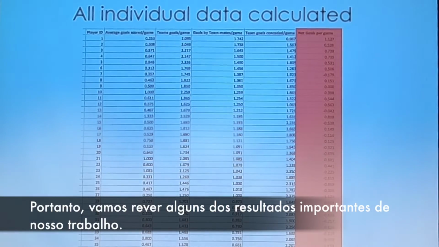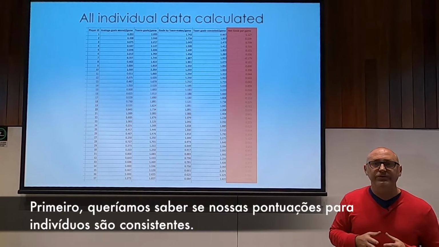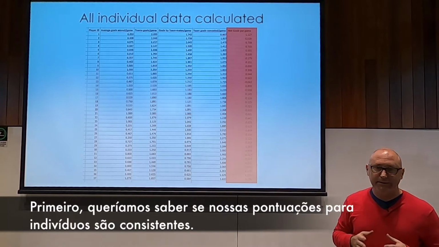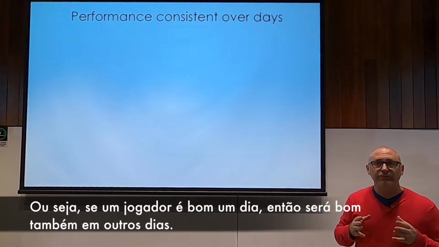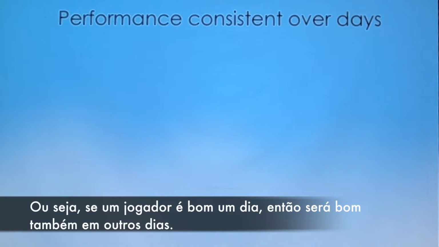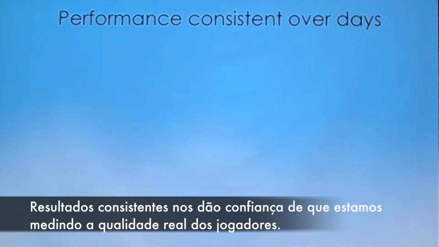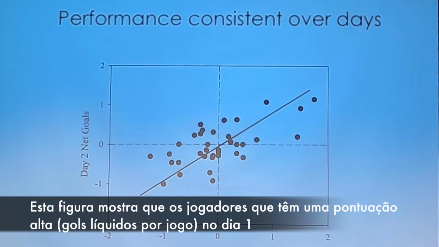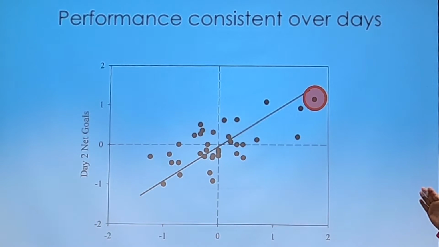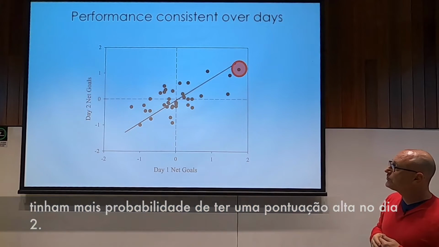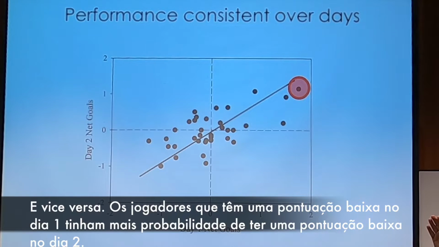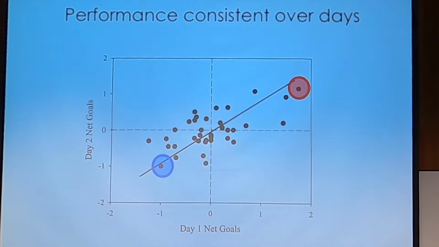So let's review some of the important results from our work. First, we wanted to know if our scores for individuals are consistent. That is, if a player is good one day, then will they be good on other days? Consistent results give us confidence that we are measuring the real quality of players. This figure shows that those players that have a high score on day 1 also have a high score on day 2, and vice versa. Those individuals that have a low score on day 1 also have a low score on day 2.